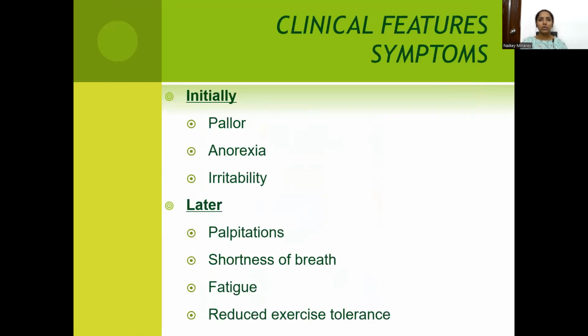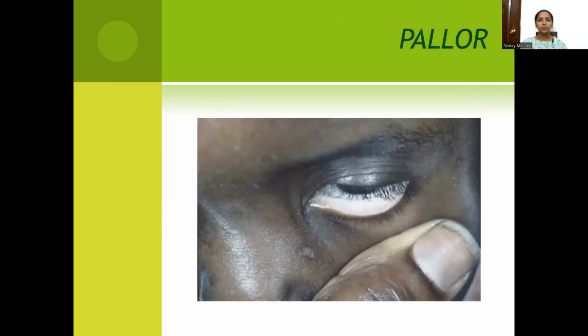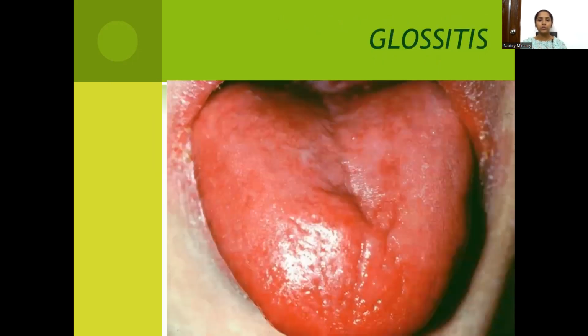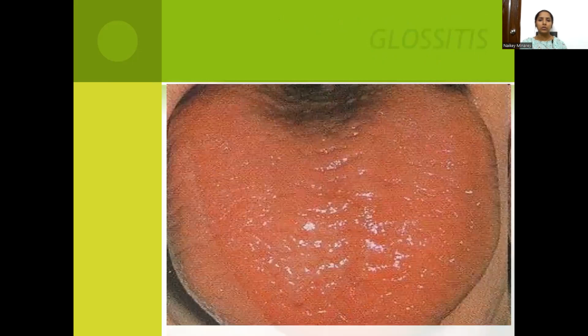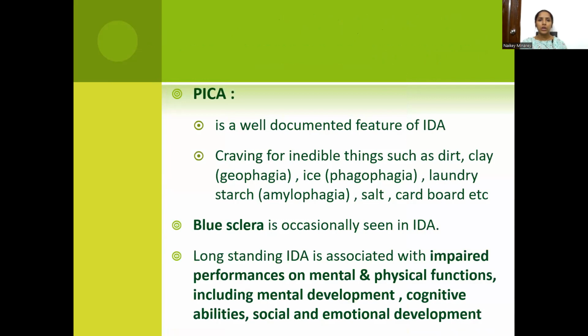Clinical features include, initially, pallor, anorexia, and irritability, with which the patient comes with this complaint. Later, the patient may complain of palpitation, shortness of breath, fatigue, and reduced exercise tolerance. Signs can be pallor, angular stomatitis, glossitis, koilonychia, and abnormality in the nails. This is pallor, of the lower palpebral conjunctiva. This is spoon-shaped nails. This is a tongue without papillae. This is cheilosis or stomatitis. Pica can be seen in such patients. Blue sclera can be seen.